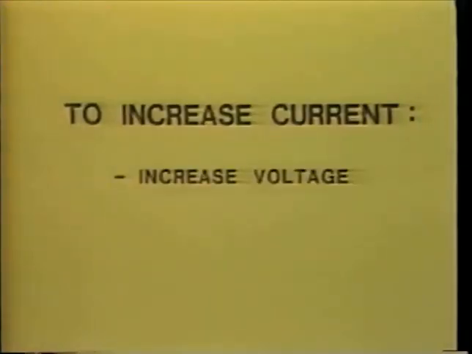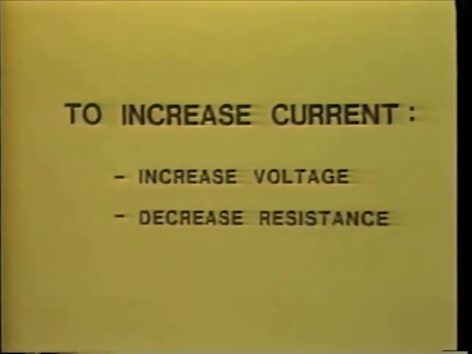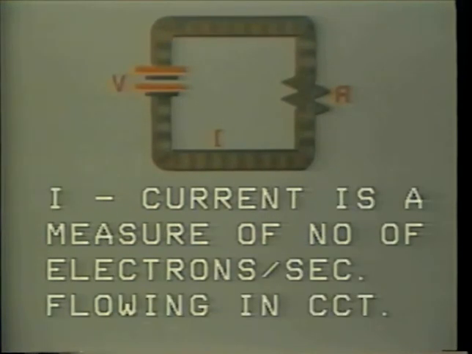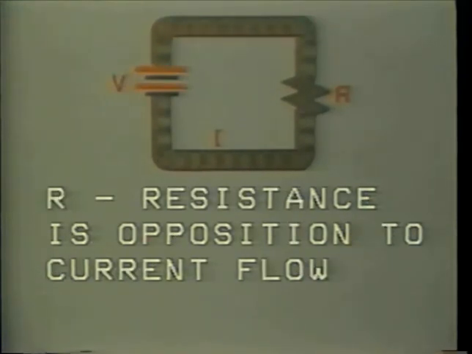So, what have we learned so far? Well, if we wish to increase current, we must: 1. increase the voltage, or 2. decrease the resistance of the circuit, or 3. do both. Remember, V is voltage in volts, which forces current to flow in the circuit. I is current flow in amperes, which is really a measure of how many electrons per second are flowing in the circuit. And R is the resistance of the circuit to current flow and is measured in ohms.